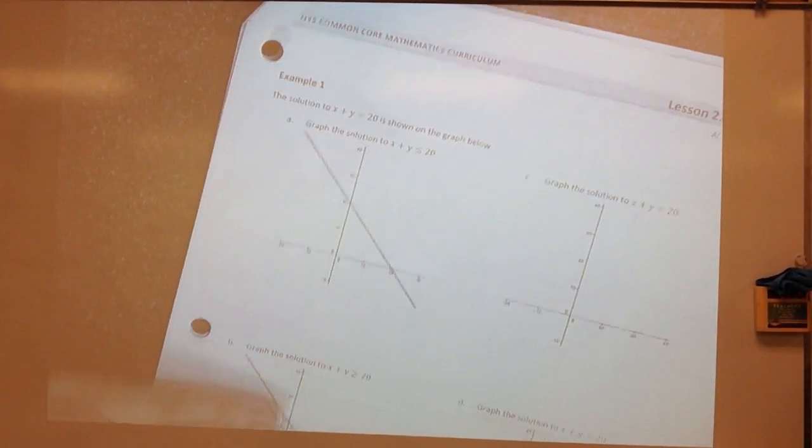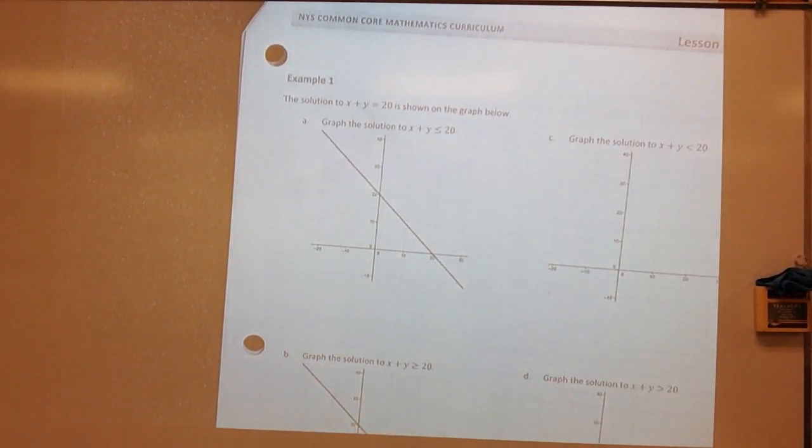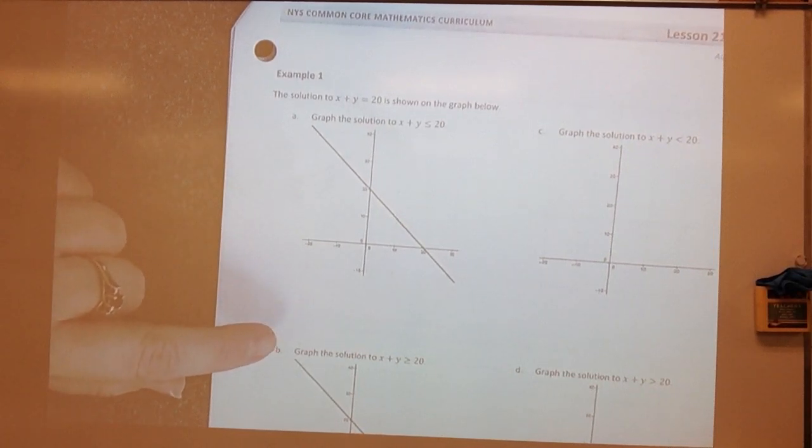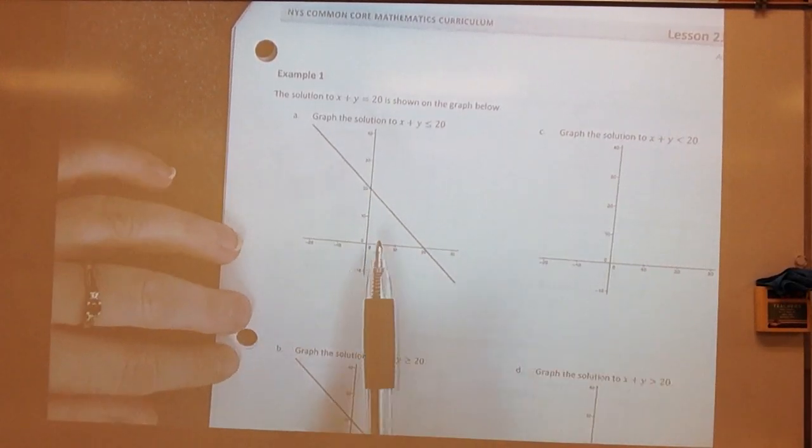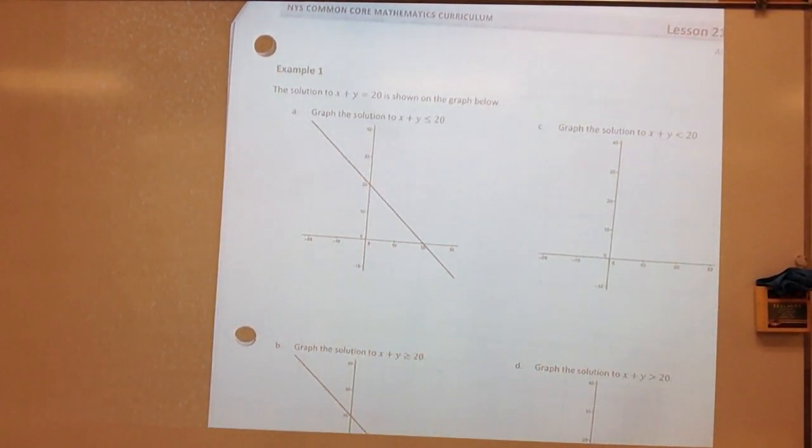So let's look at example number one. It says the solution to x plus y is equal to 20 is shown on the graph below. Graph the solutions to x plus y is less than or equal to 20. Let's think about this for a second. How do I figure this out? Well, the simplest way for you to do this is to pick a point. I'm going to look at a point here, or I'm going to look at a point here.